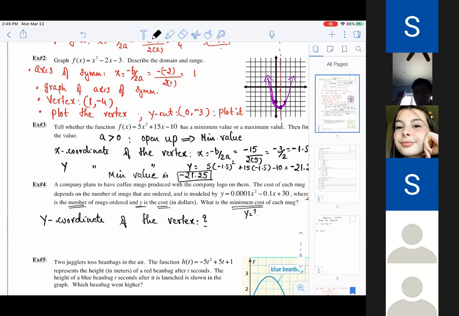What do you have to find first? The x value. Correct. Find the x coordinate. X is equal to negative b divided by 2a. Again, you can use a calculator for this one because it has too many decimals. Tell me what this is. 500. That's correct.